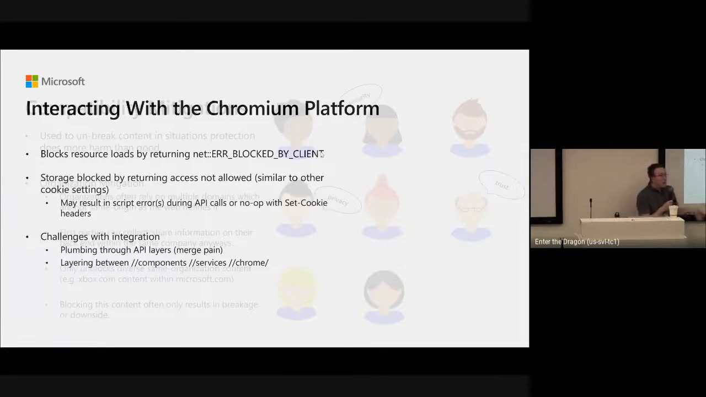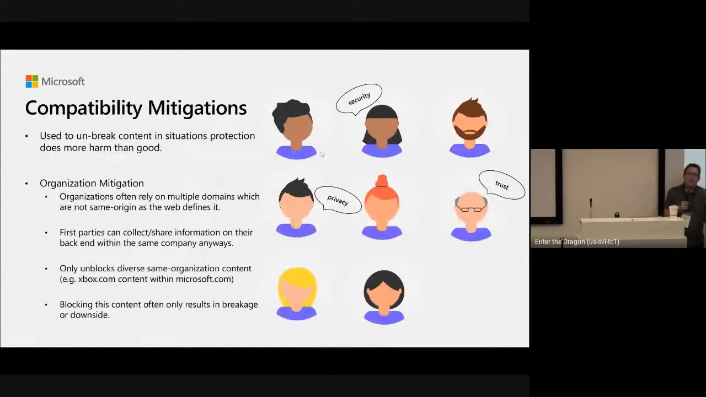Now, blocking a lot of things is great, but we want to make sure the web still works. So what we've done is we've introduced several compatibility mitigations. There are times where tracking prevention does more harm than good. Take an organization like Microsoft or Google. There's a number of top-level domains. A user might be on Microsoft.com or Xbox.com, and there could be content that's loaded in a third-party context as far as the web's concerned, but it's still first-party to that organization.